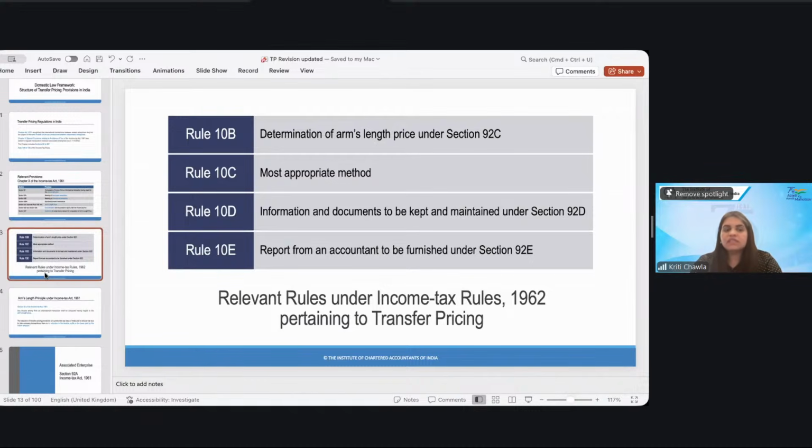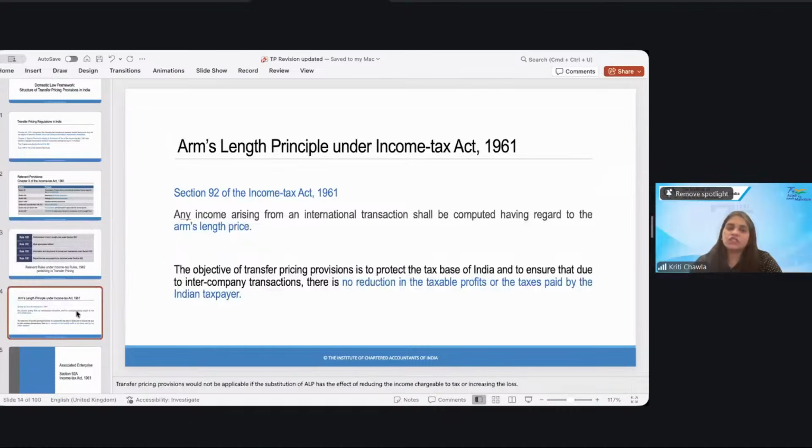So we'll start with the first section altogether, which is going to be Section 92 of the Income Tax Act 1961. Now, Section 92 says that if there is any income which is arising from an international transaction, it shall be computed having regard to the arm's length price. So what I'm really trying to say is that even in India, the transfer pricing provisions take care of something called the arm's length price. They operate using something called the arm's length principle.